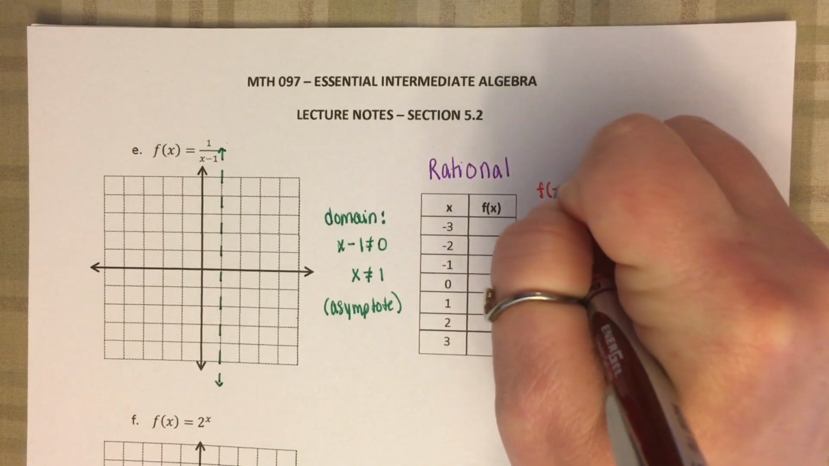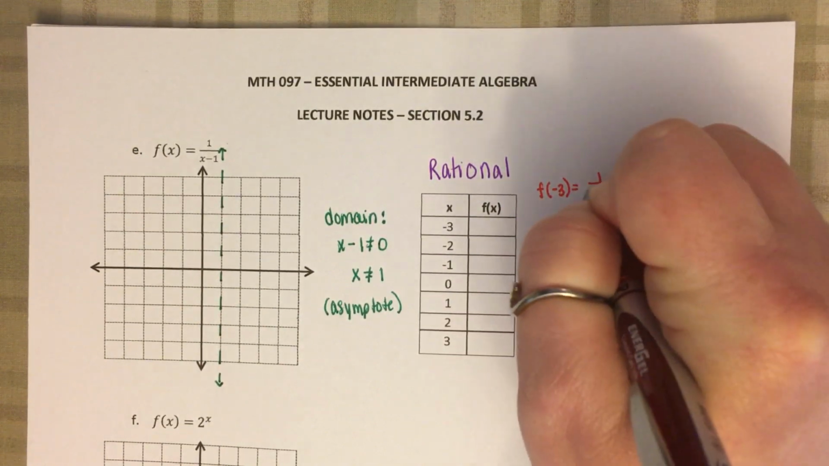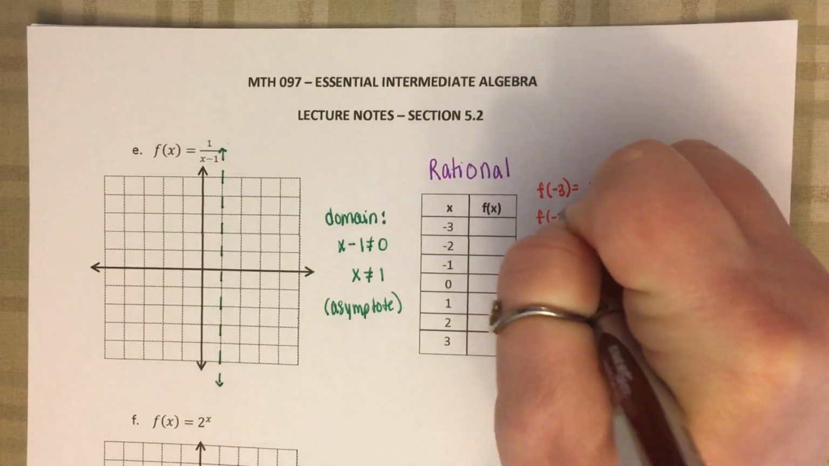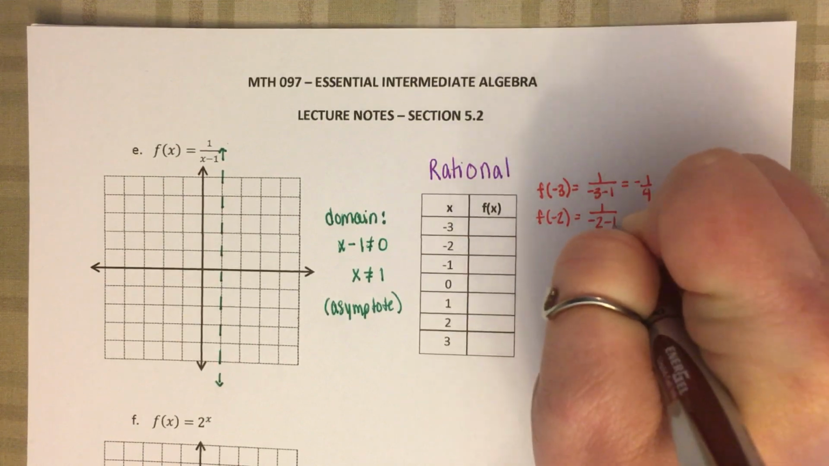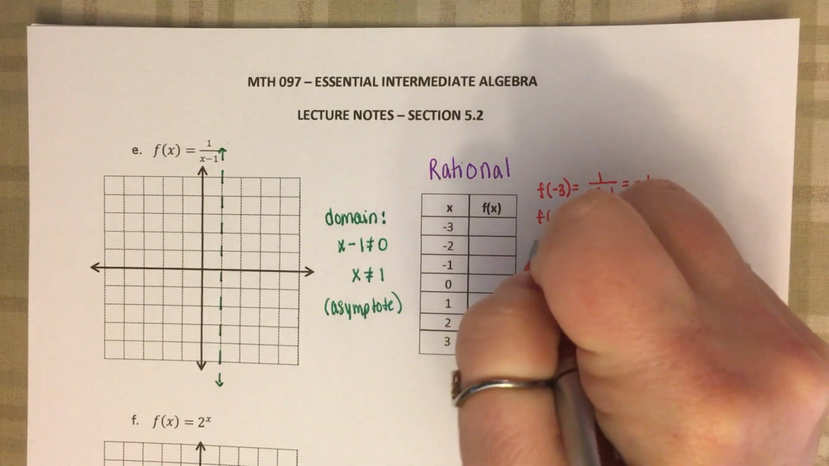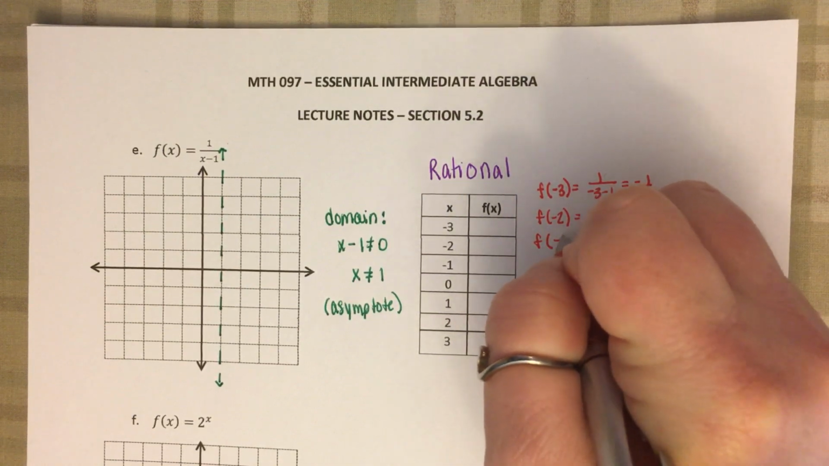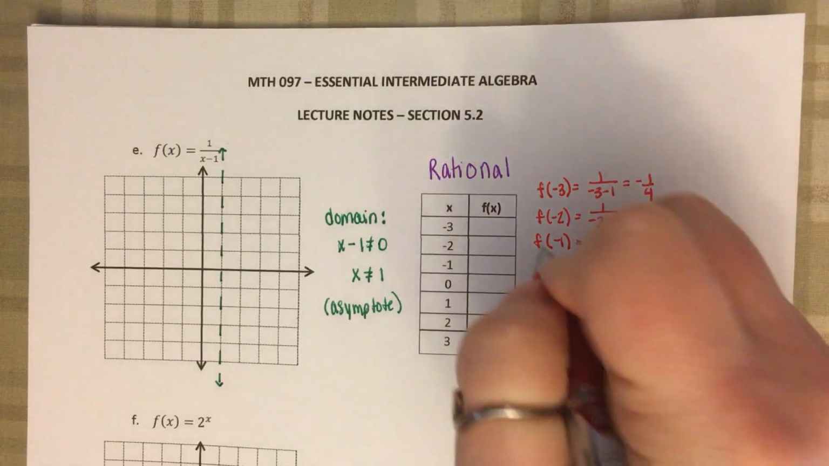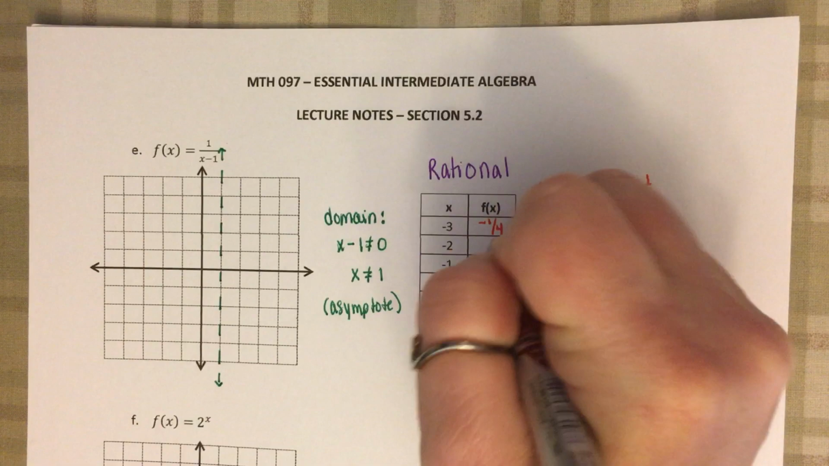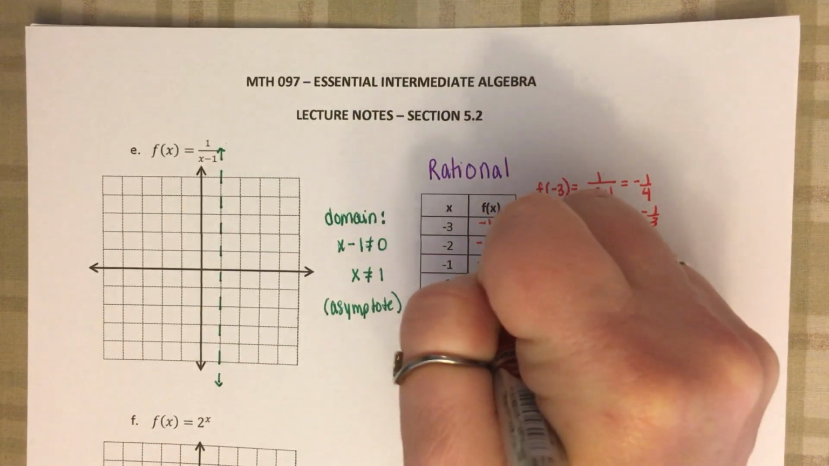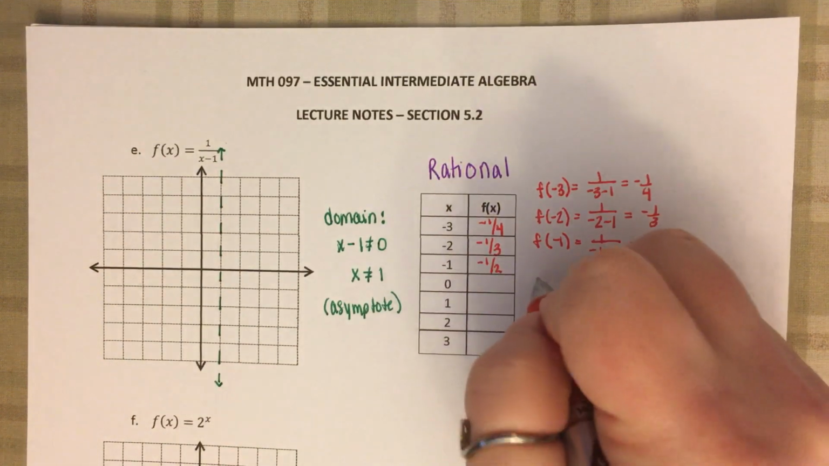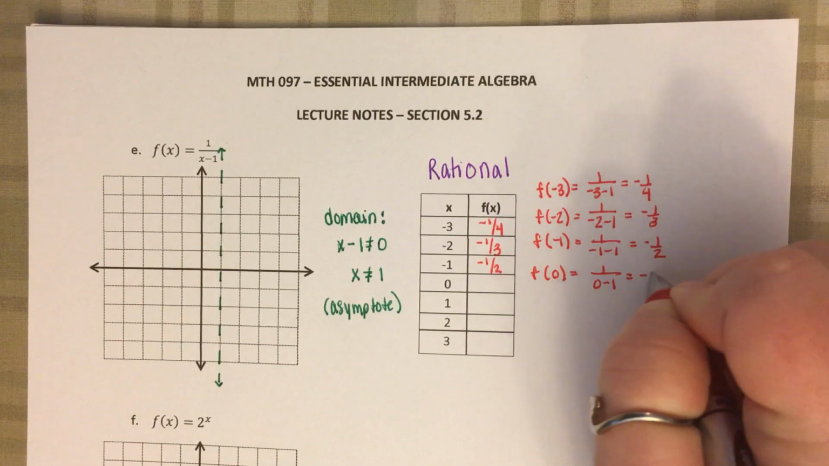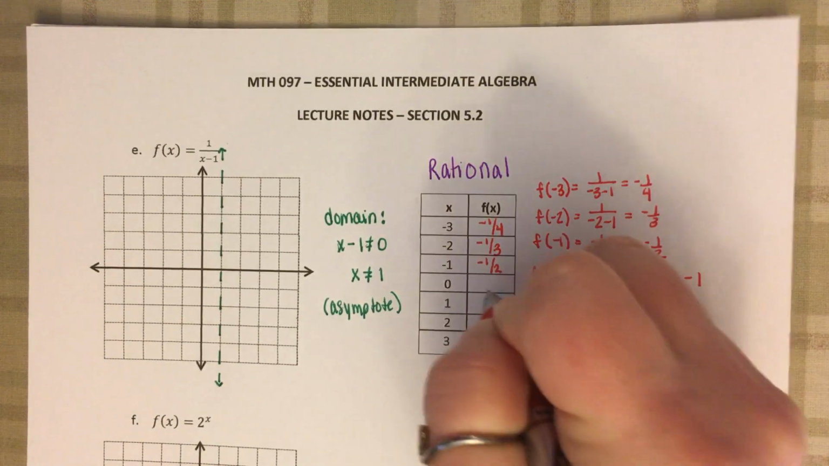x values. So f of -3 is 1 over -3 minus 1, which is -1/4. F of -2 is 1 over -2 minus 1, which is -1/3. F of -1, 1 over -1 minus 1, -1/2. So we'll start filling these in here. -1/4, -1/3, -1/2. F of 0, 1 over 0 minus 1 is -1 over 1, which is just -1.